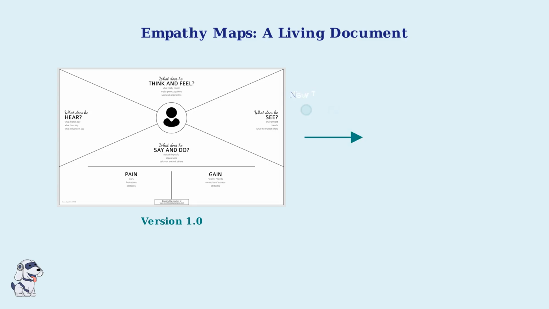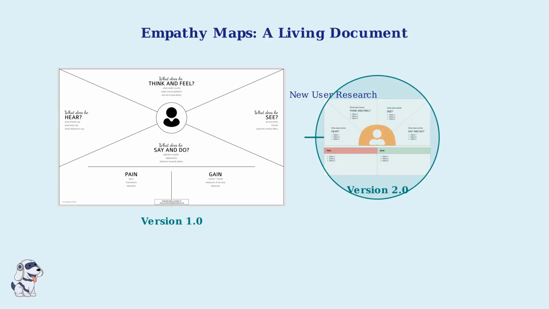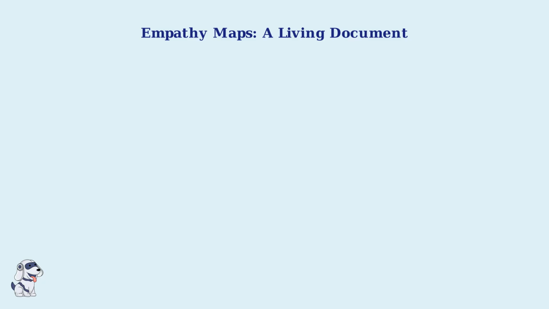As your project progresses, you gather new user research, conduct additional interviews, and collect fresh behavioral data. This new information should flow back into your empathy map. Your empathy map evolves into version 2, incorporating new insights and deeper understanding. Notice how the details become richer and more specific as you learn more about your users. This iterative approach ensures your empathy maps remain accurate and relevant throughout your project lifecycle.